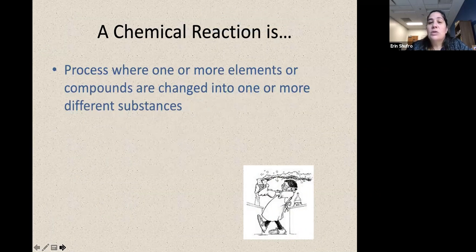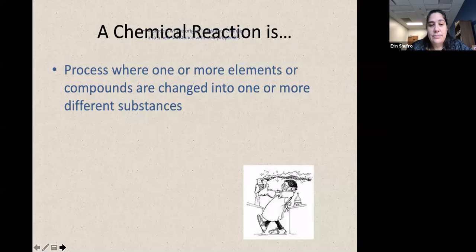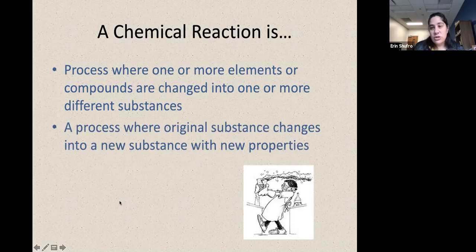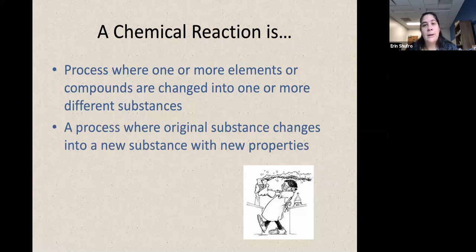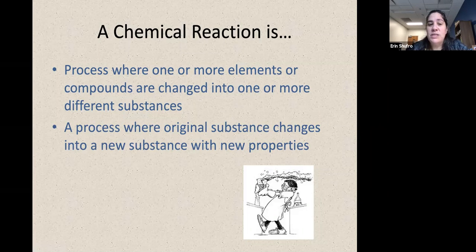Okay, it's a process where one or more elements or compounds, so atoms or molecules, are changed into one or more different substances. So it's a process where the original substance, your starting stuff, changes into a new substance with completely different properties. And we've talked about some of the properties of atoms and molecules in the previous chapter when we talked about intermolecular forces. We talked about vapor pressure, boiling points and melting points. So we're looking at creating new substances with new properties: different vapor pressures, different intermolecular forces, different melting points, different boiling points, different chemical properties.